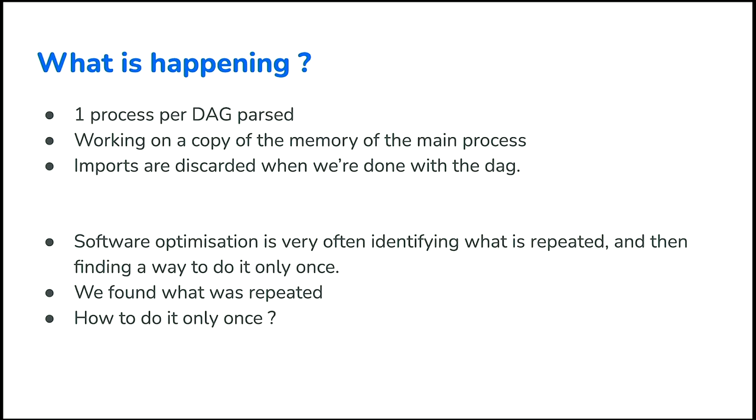Software optimization is often identifying what is repeated and then finding a way to do it only once. We found what was repeated. Now we just have to find a way to do it only once.